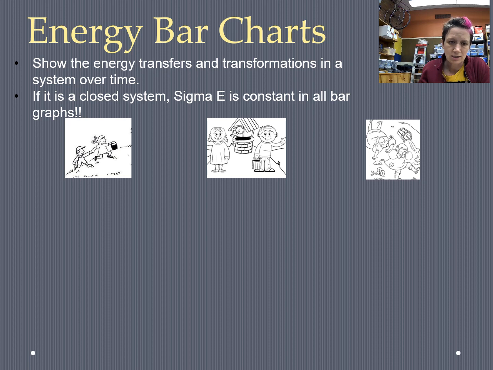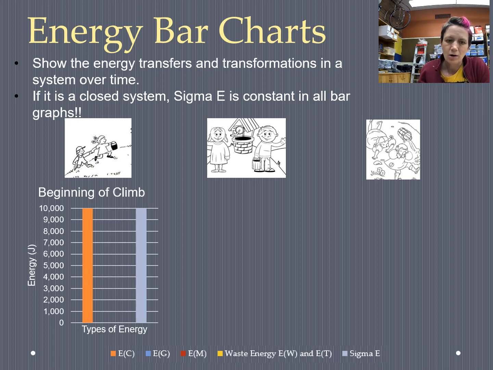So let's consider a system. This is Jack and Jill, who went up the hill to fetch a pail of water, and then they fell down and broke their crown, and the pail came tumbling after. So the bar graph basically tracks the kinds of energy that are present in the system, or at least the kinds that are changing, the important kinds, as they move through the different moments of time. At the beginning of the climb, before they start going up the hill, Jack and Jill have chemical energy.